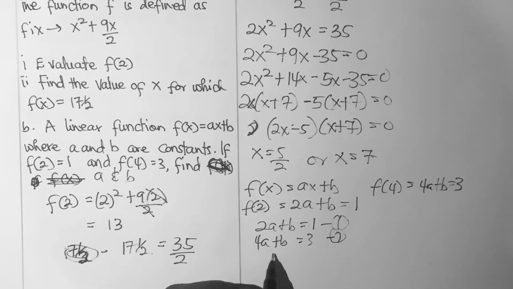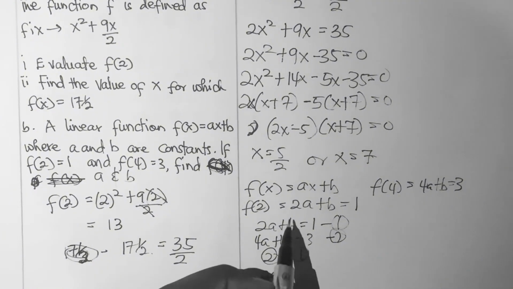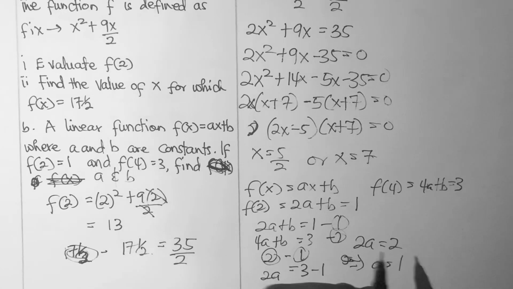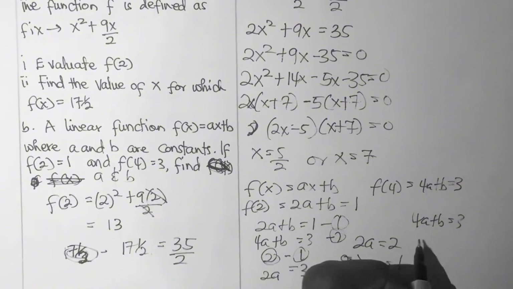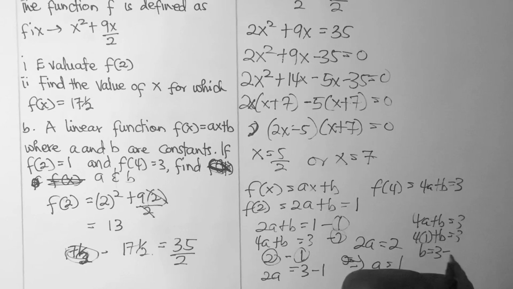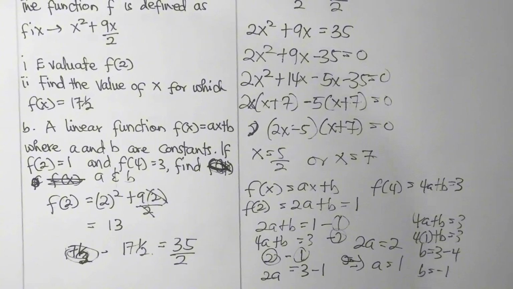If we subtract equation 1 from equation 2, we are left with 4a minus 2a, which is 2a. Then b minus b is 0, equals 3 minus 1. So 2a is equal to 3 minus 1, which is 2. Therefore a is equal to 1. Now, having gotten a equals 1, we know that 4a plus b equals 3. So 4 times 1 plus b is equal to 3. So b is equal to 3 minus 4. Therefore b is equal to minus 1. So a is equal to 1 and b is equal to minus 1.